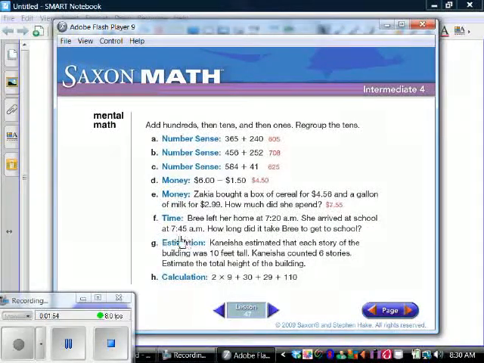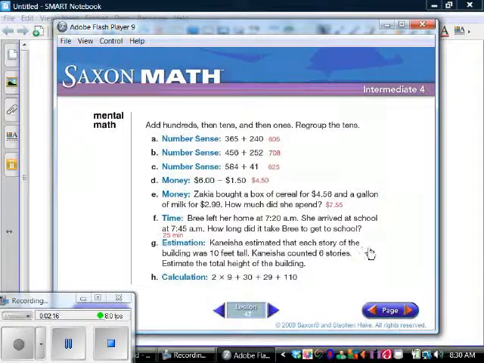Okay, time. Bree left her home at 7:20 a.m. She arrived at school at 7:45 a.m. How long did it take Bree to get to school? So I'm looking at the difference between 20 after and 45 after. So you could count. You could say, okay, 7:20 to 7:30, that would be 10 minutes, and 7:40, that would be 20 minutes, and then 5 more, 25 minutes.